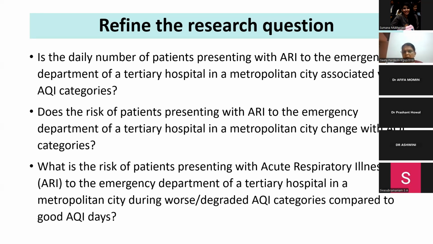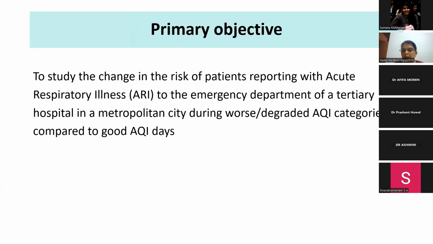After the research question has been finalized, you have to think about your primary and secondary objectives. We want to see the change in the risk of patients reporting with ARI to the ED of a tertiary care hospital during worse AQI categories compared to good AQI categories. You should have a clear objective, your results should primarily answer this research question and serve this objective, and your discussion should focus on this question and objective. That is why clarity is important here.